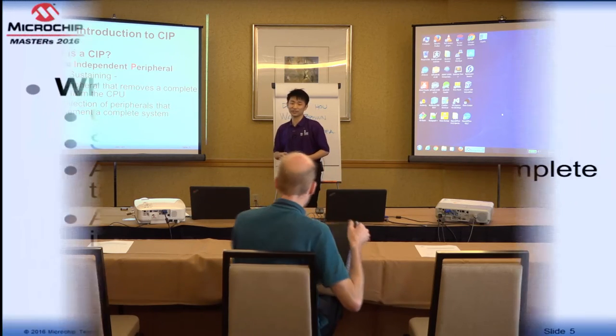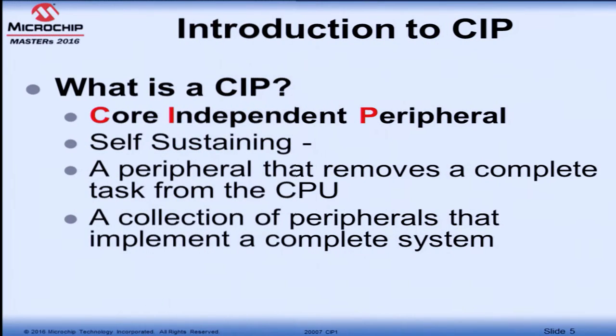First is the introduction to the CIP. What is CIP? It's called Core Independent Peripheral. By reading the name, you kind of get an idea what a CIP is. It's a peripheral that can do its own job without the CPU interfering with it, or with minimal interference from the CPU. So it's self-sustaining.